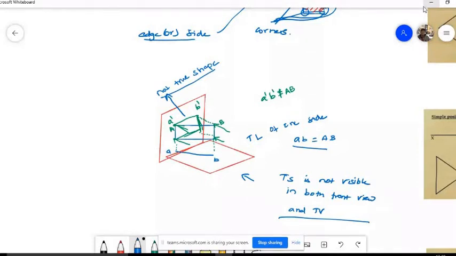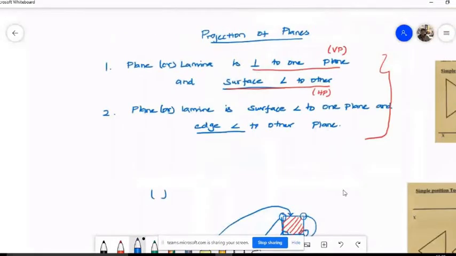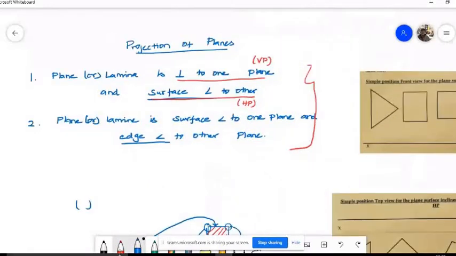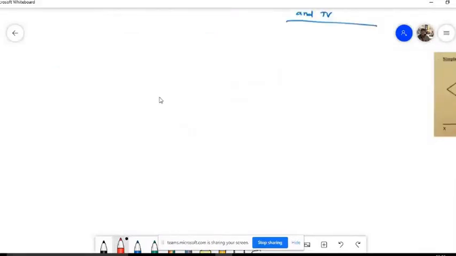So in this case, what we need to do is use a method called the change of position method. Are you able to understand why we are using the change of position method? Yes, sir. When the true shape is not visible, then you need to use the change of position method. It has two important stages.